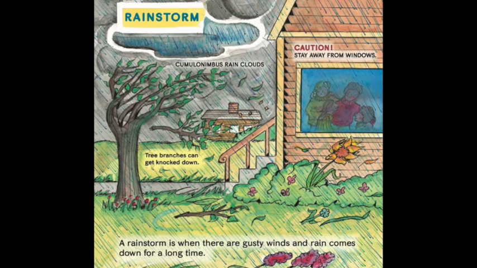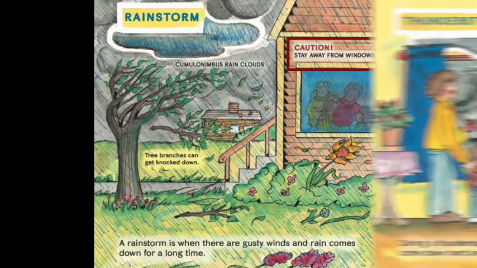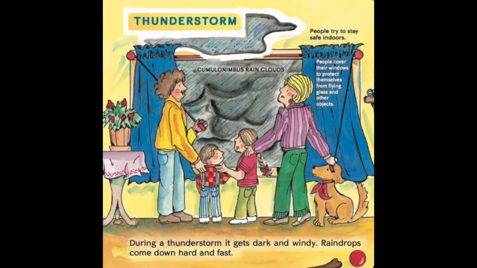Rainstorm. A rainstorm is when there are gusty winds and rain comes down for a long time. Tree branches can get knocked down. Caution, stay away from windows. Thunderstorm. During a thunderstorm, it gets dark and windy. Raindrops come down hard and fast. People try to stay safe indoors. People cover their windows to protect themselves from flying glass and other objects.